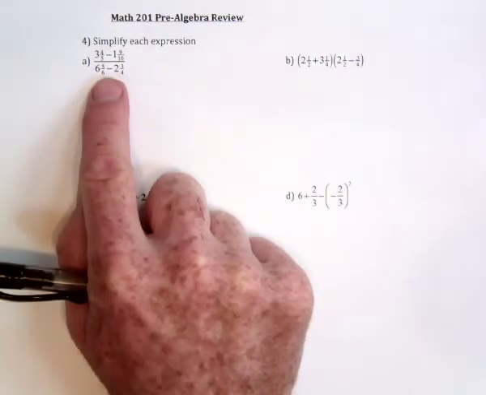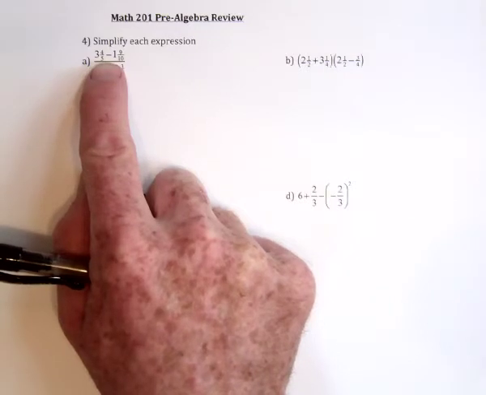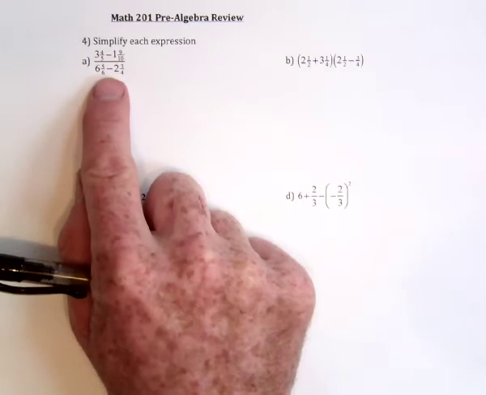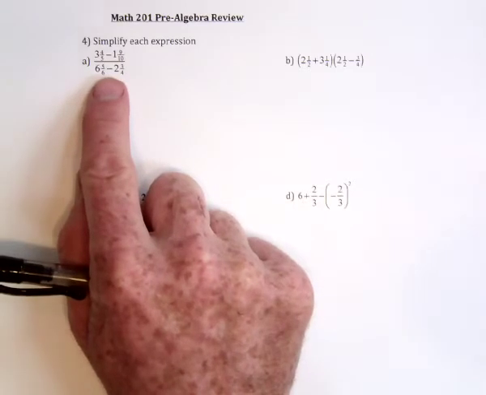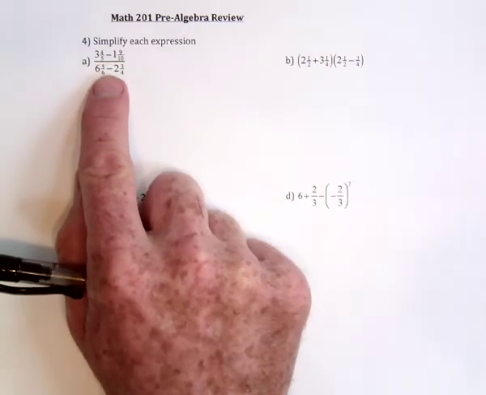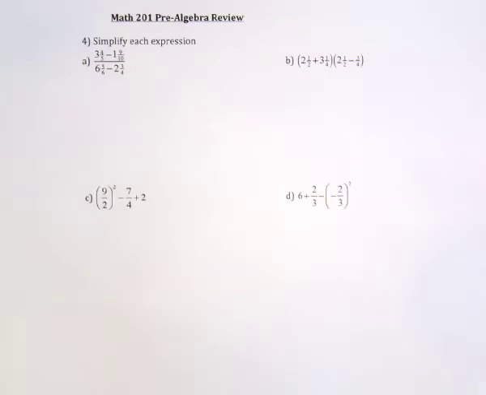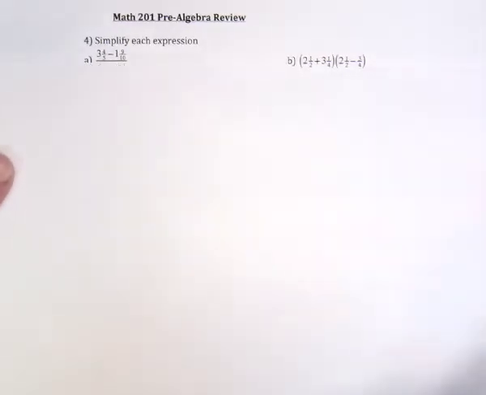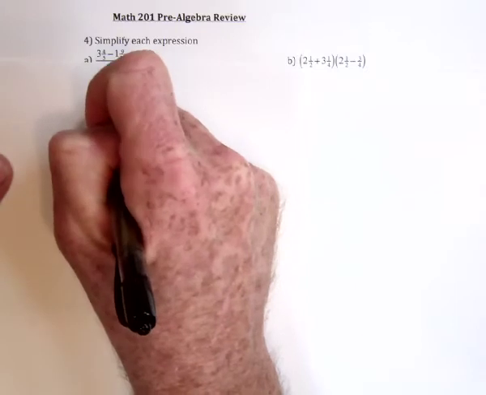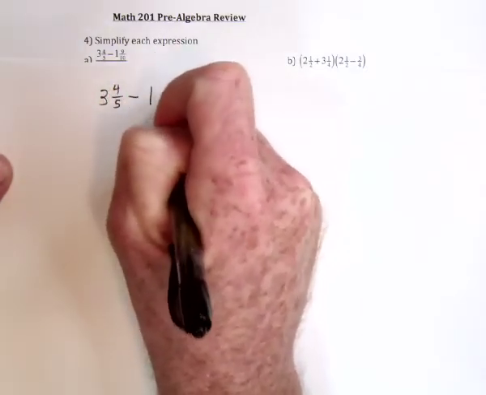Well, let's see. What we need to do is first simplify the numerator, then simplify the denominator, and then use the rule that says to divide one fraction by another, you invert and multiply the second one. So let's simplify the numerator first. So you've got 3 4/5 minus 1 9/10.